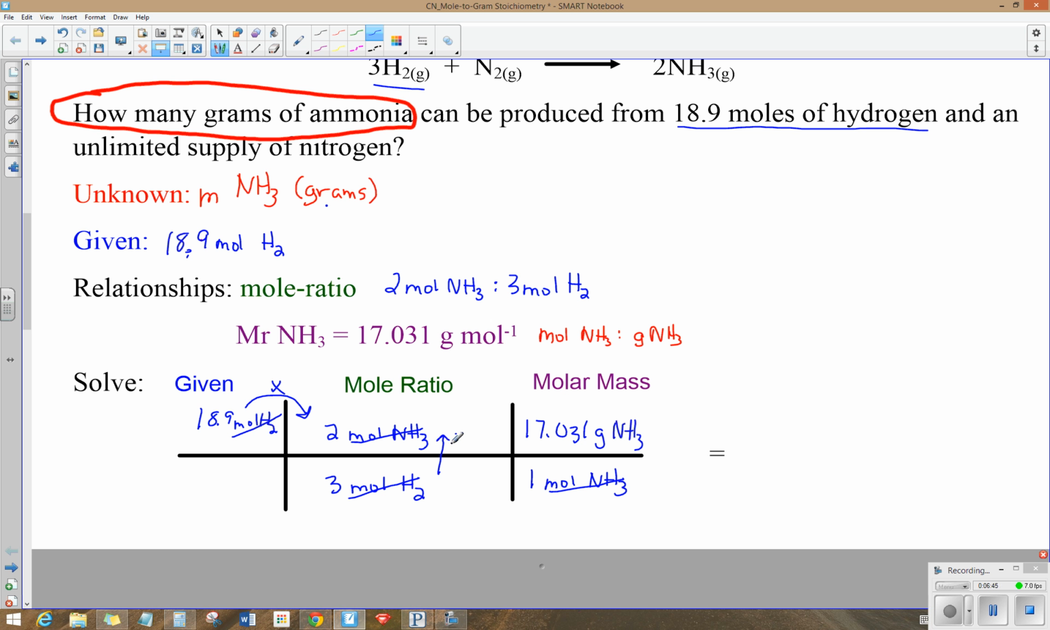Okay, now when you go through to put this in your calculator, 18.9 times 2, then you're going to divide by 3, and then you're going to multiply by 17.031. Your calculator is going to give you a long number, so 214.59 grams of ammonia, but we know that that's not completely accurate. We need to round this to 3 significant figures, so your complete answer is 215 grams of ammonia. Okay, final answer, 215 grams of ammonia.